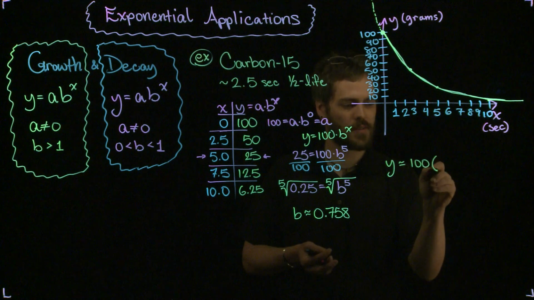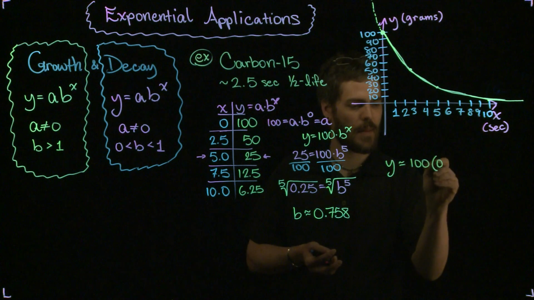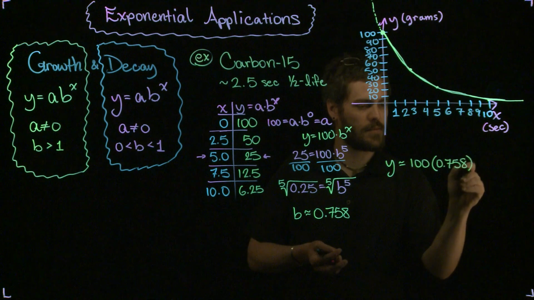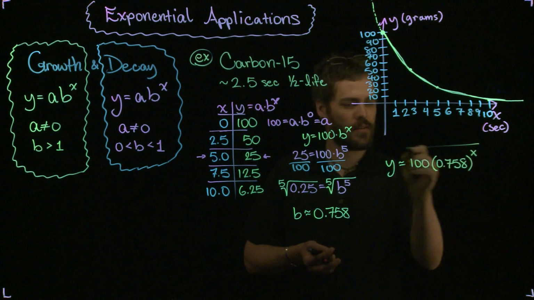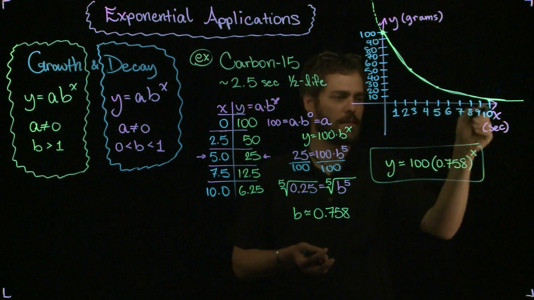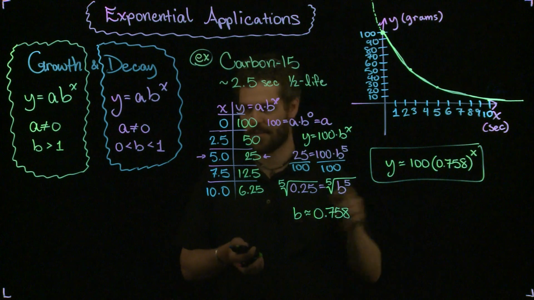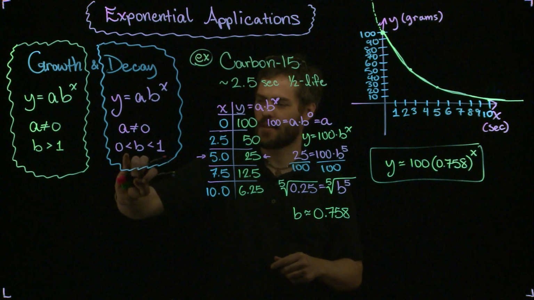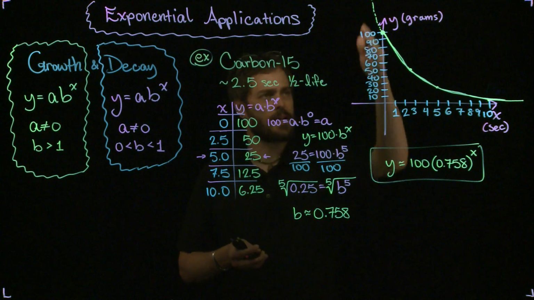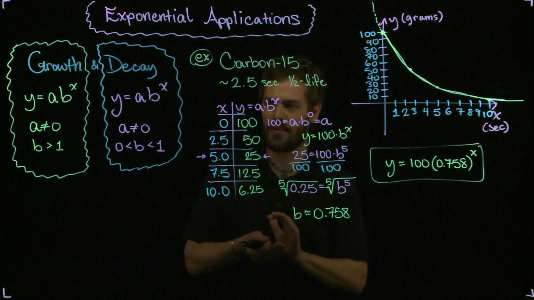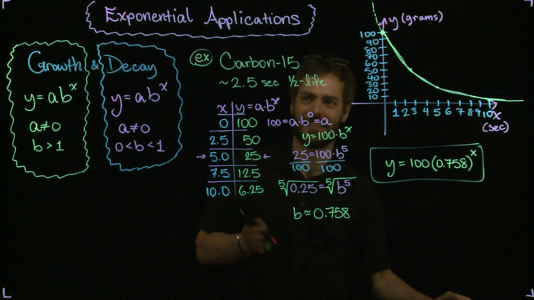So altogether, my functional form is y is approximately equal to, I'm saying approximately because I approximated this, 100 times 0.758 to the x. And there's the functional form that models that data pretty well. And indeed, b came out as a fraction, like we were saying here. Now, there are other ways to get exponential decays functionally with negative exponents, for example. So stay tuned. I'll talk more about that in the coming videos.